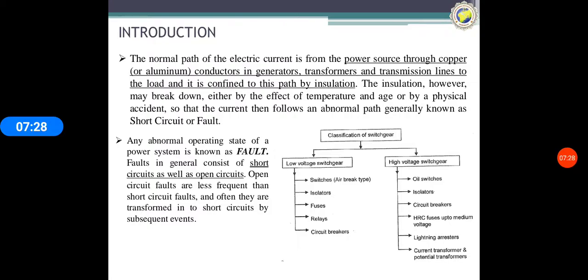Now if I consider the high voltage side switchgear system, examples are oil switches, isolators, circuit breakers, HRC fuses up to the medium voltage, lightning arresters, current transformers, and potential transformers.